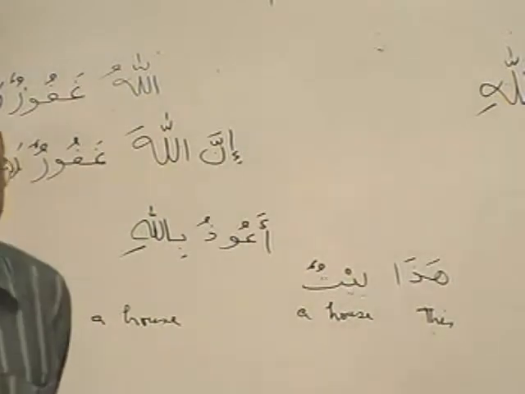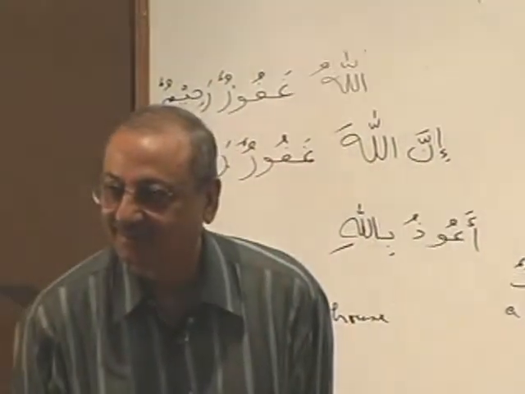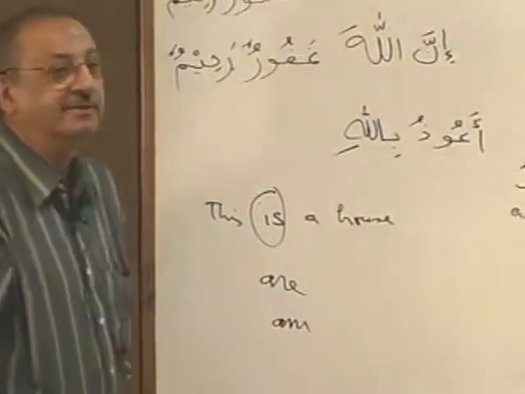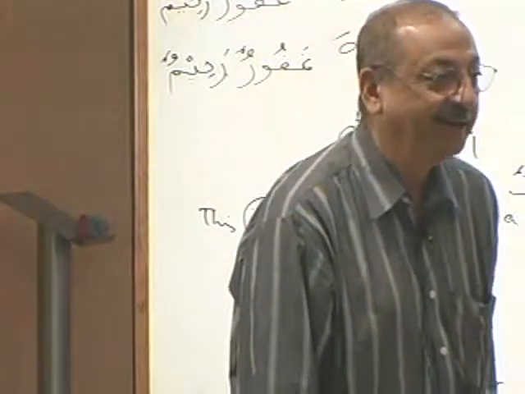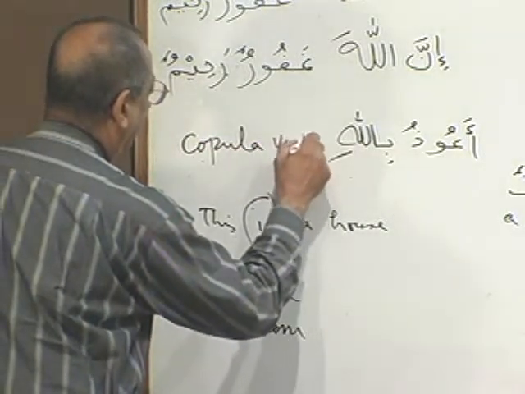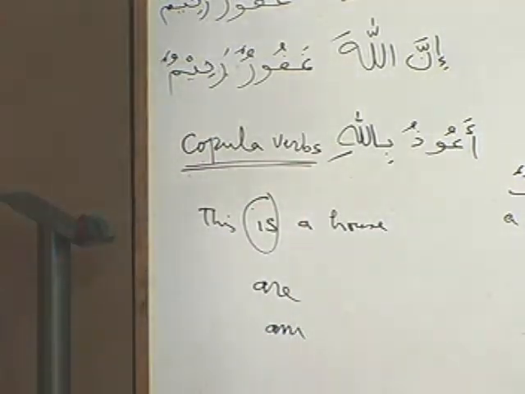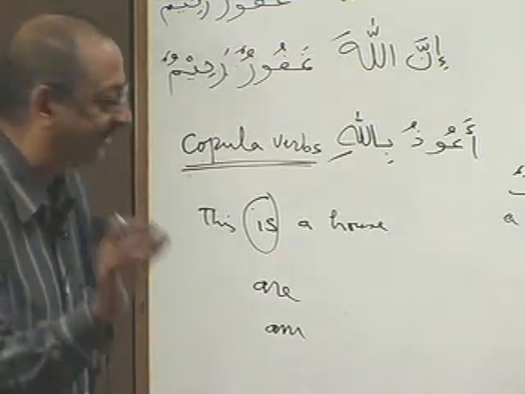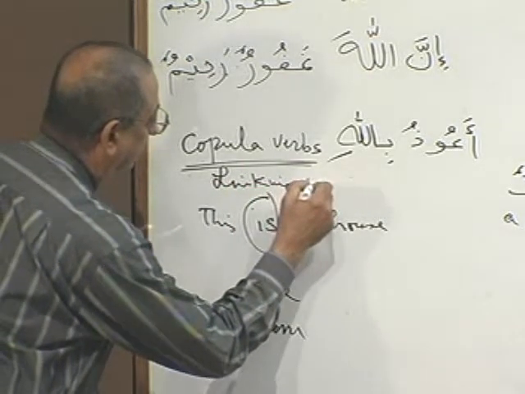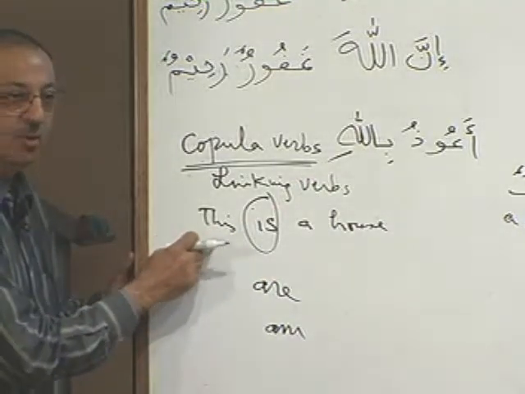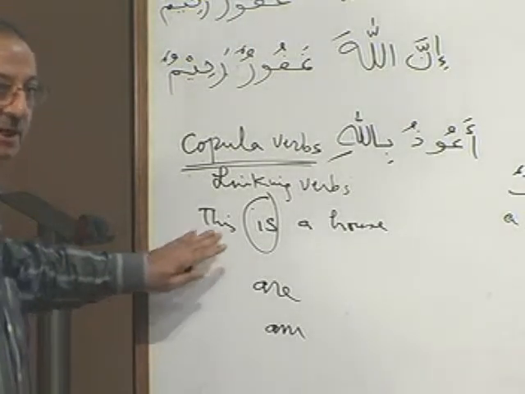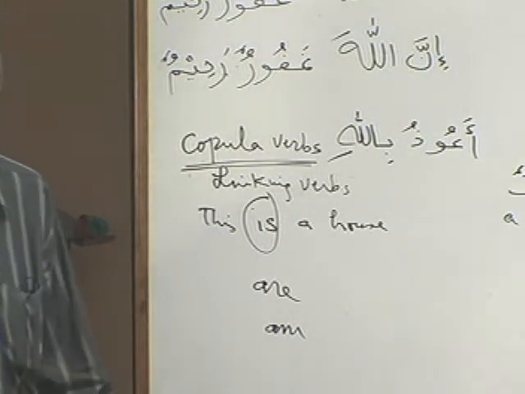So what is? Okay, we go to English grammar. Is, are and am are linking verbs. In English, we call them copula verbs, brothers and sisters. They are intransitive verbs, but I will not go into detail on that. They are called copula verbs, which means they are linking verbs. They link one noun with another noun, or they link the subject with the other noun. They are called linking words in English.